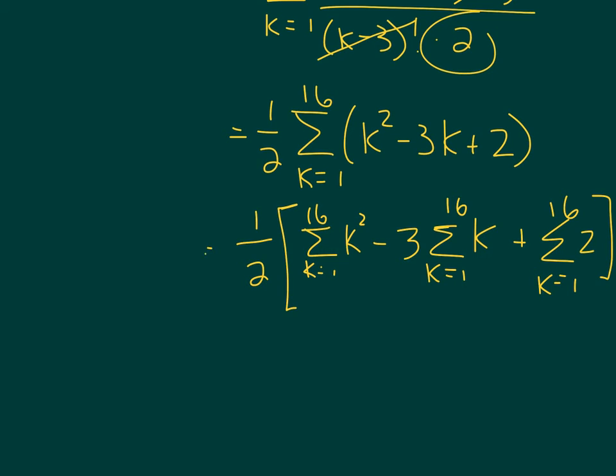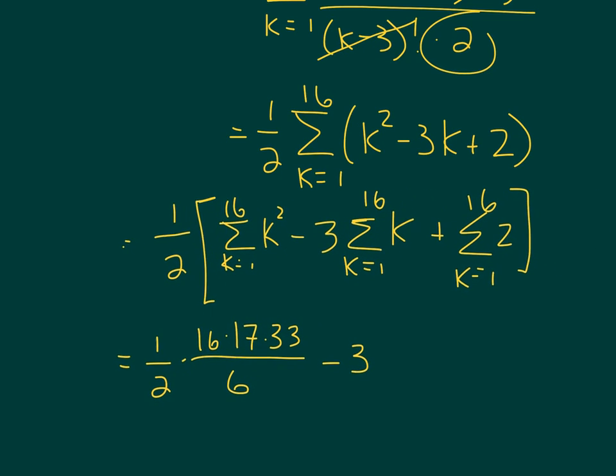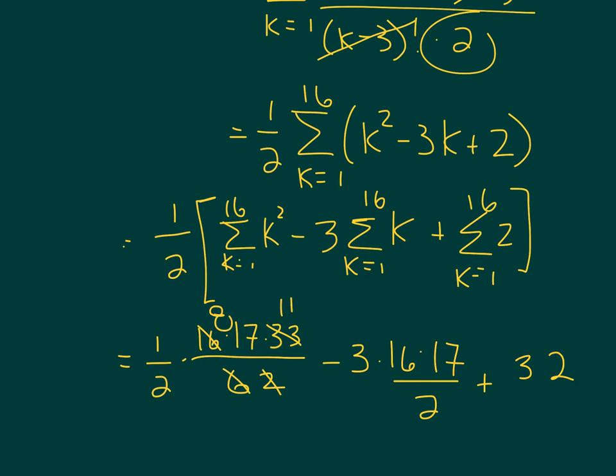So this is going to give us 1/2. We're going to have n times n plus 1 times 2n plus 1, so 16 times 17 times 33 all over 6, minus 3 times sigma k, which is n times n plus 1 over 2. So that's going to give us 3 times 16 times 17 over 2, plus 32, and then we can just work that out from there. And frankly, I don't know what this is going to do, but at this point you should be fine with this.